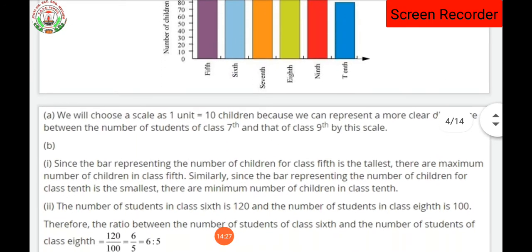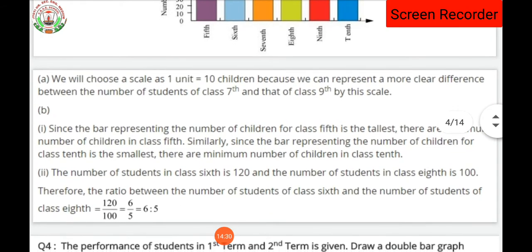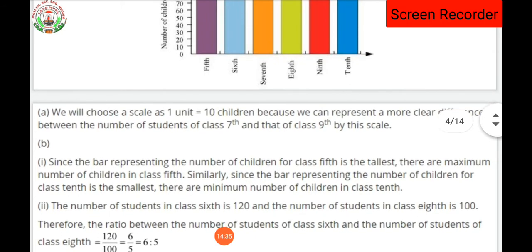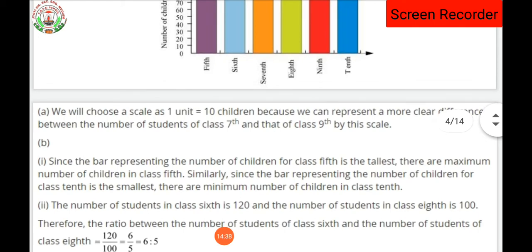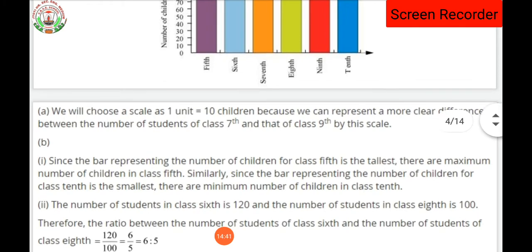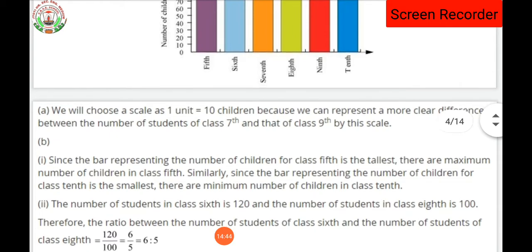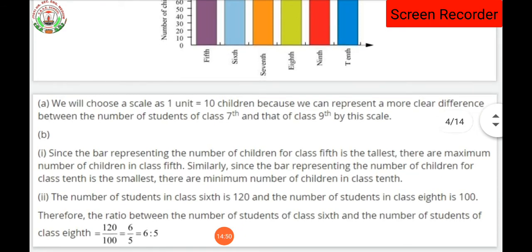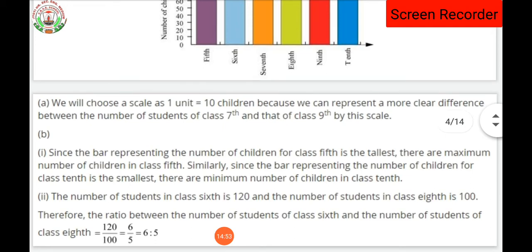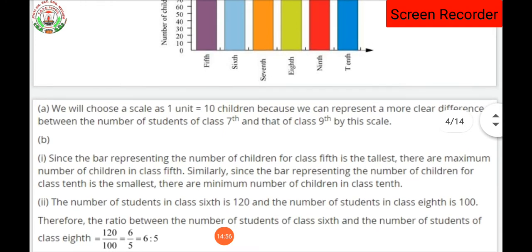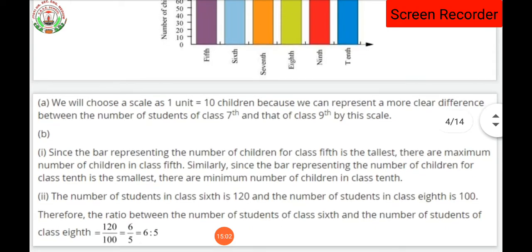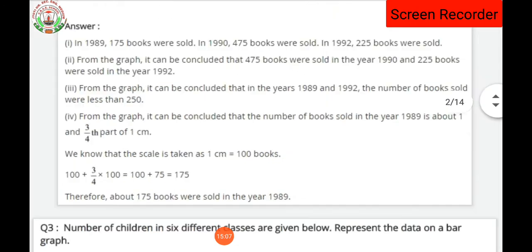Now what is asked in the question A part? What scale have we chosen? The scale chosen by us is 1 unit equals 10 children. You can choose any other unit or scale, whether 1 unit equals 10 or 25 students, it depends on you. Here we have chosen 1 unit equals 10 students, because we can represent more clearly the difference between the number of students of class 7th and that of class 9th. That's why we have chosen 1 unit equals 10 children. Understood everyone?